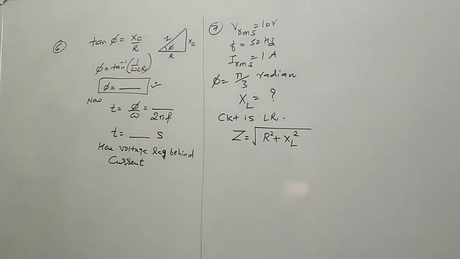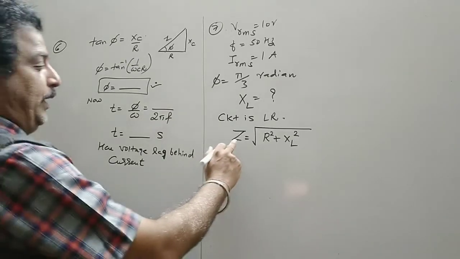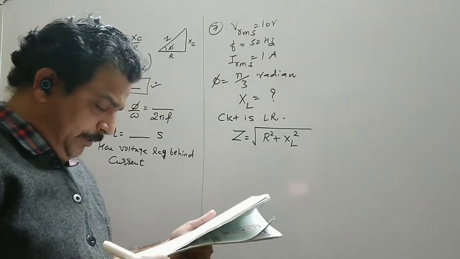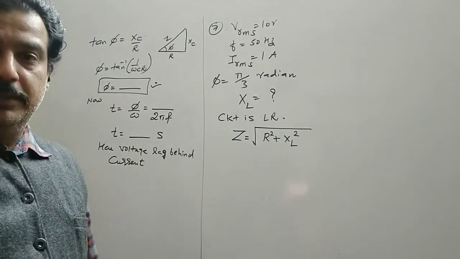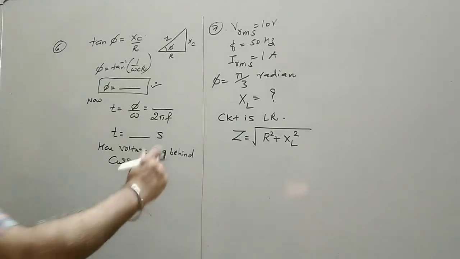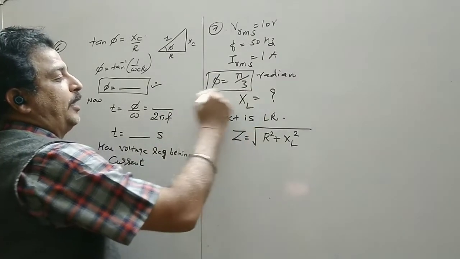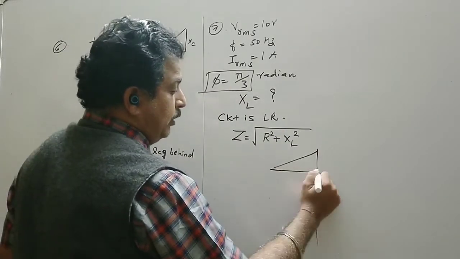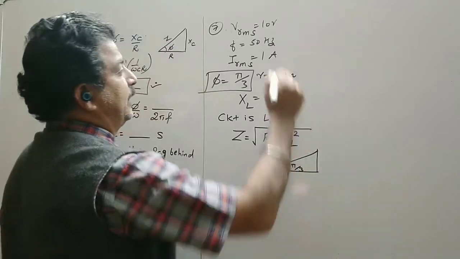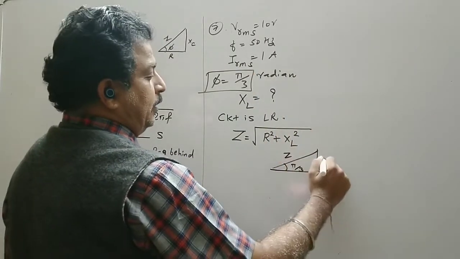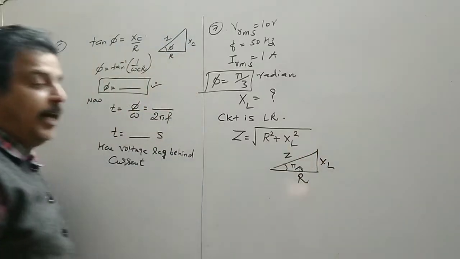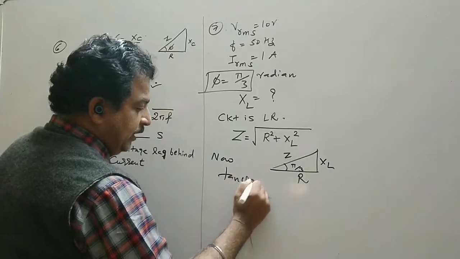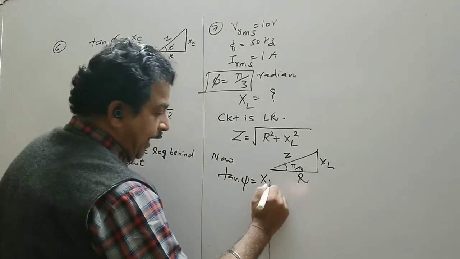So now I have to find out the relation between Z and R. Again here R is also not given. So we have to take the help of the phase difference between current and voltage. Here the current is lagging. We have to take the help of the impedance triangle. In this impedance triangle, pi by 3 is given. This is Z, this is XL, and this is R. So clearly tan of phi is equal to XL upon R.